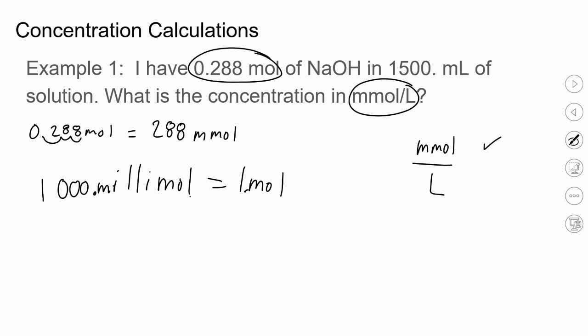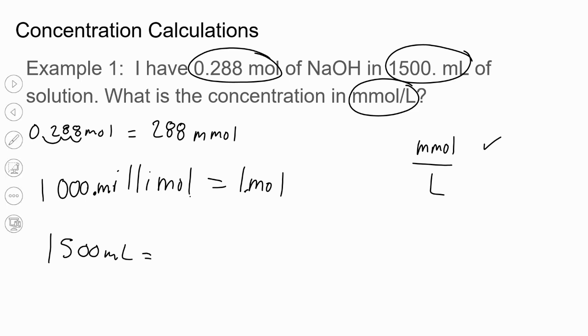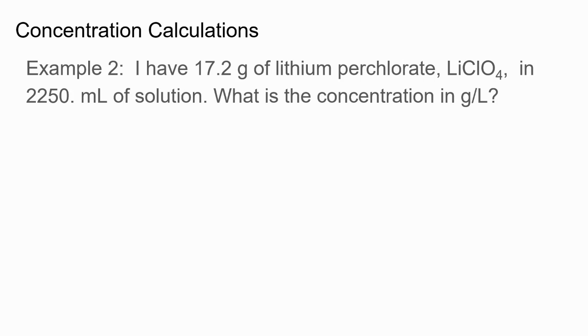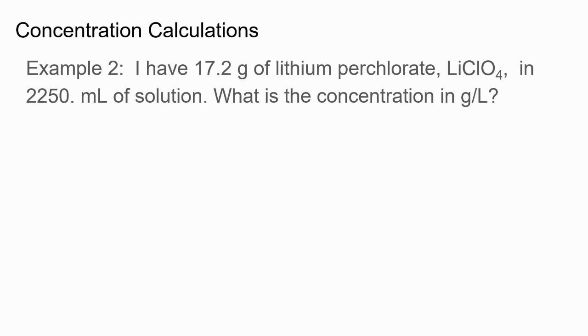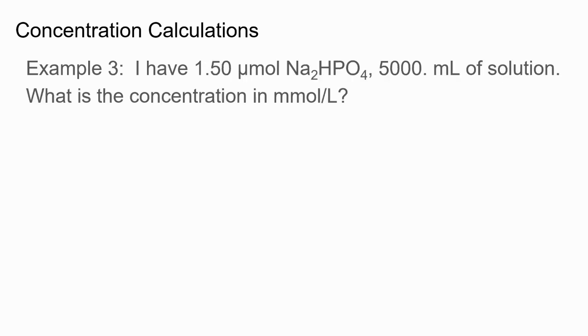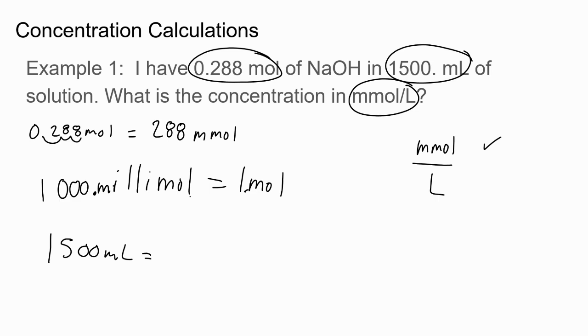Okay, so now we have millimoles. That's our top number. Now we have this many milliliters. So now we have milli. We're going to liters. We need to move the decimal. One, two, three to the left. So what would our number be?